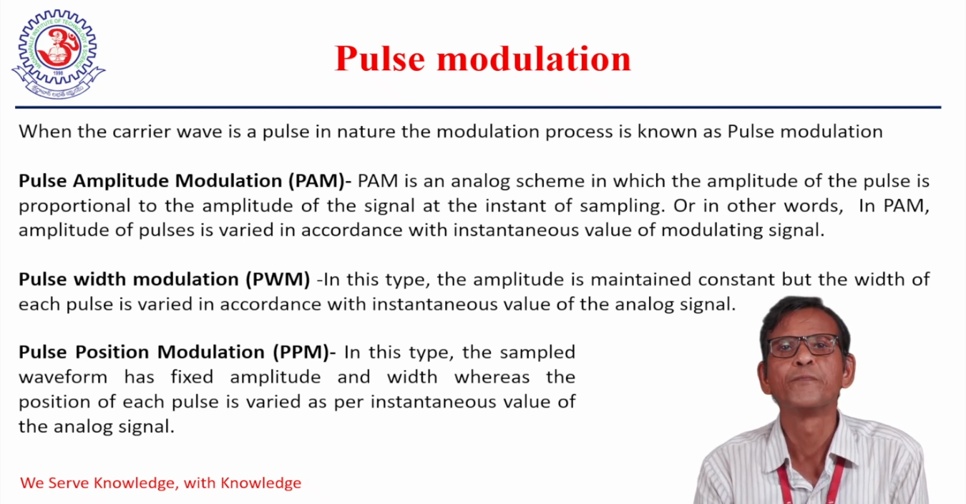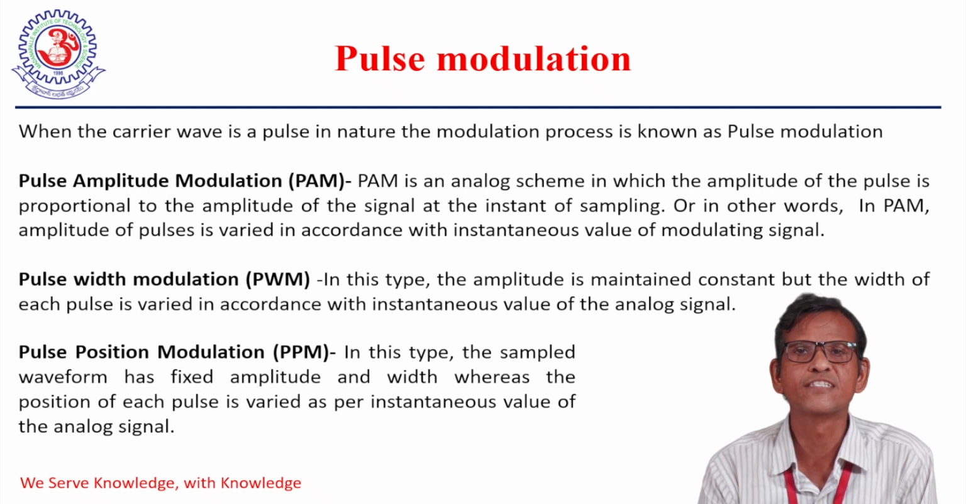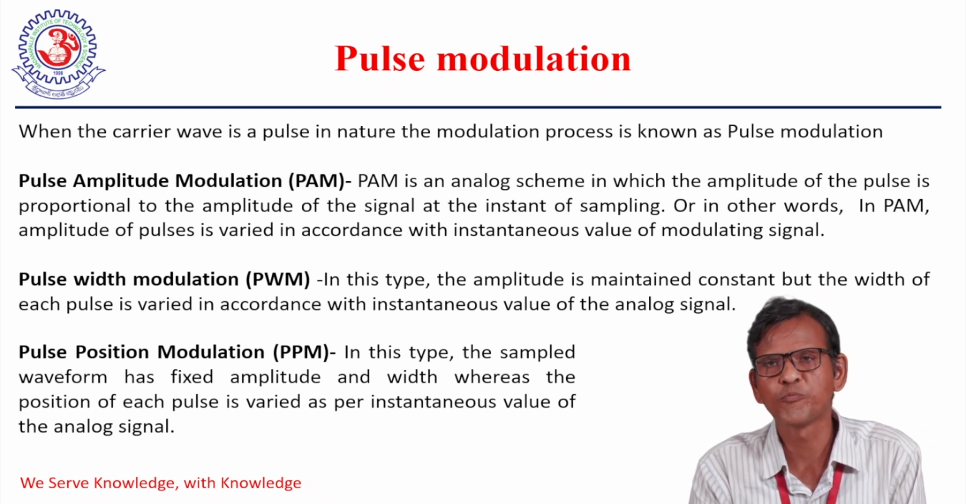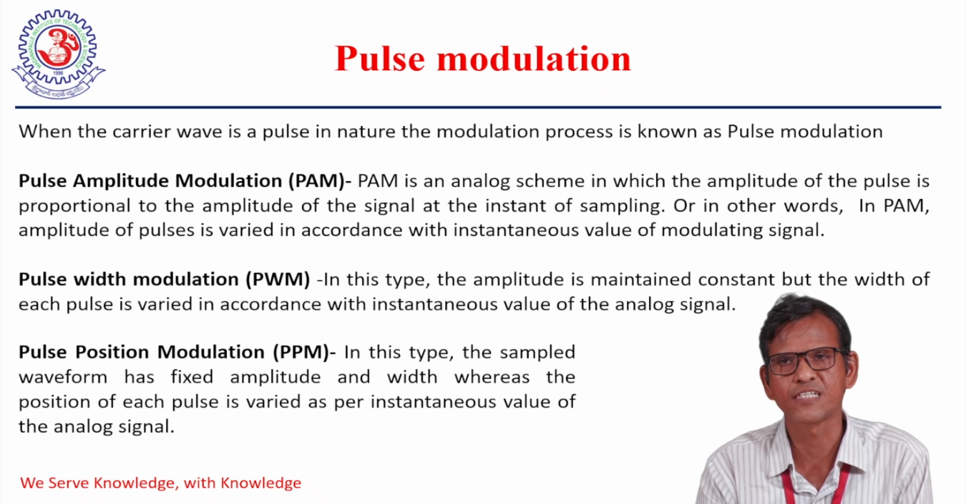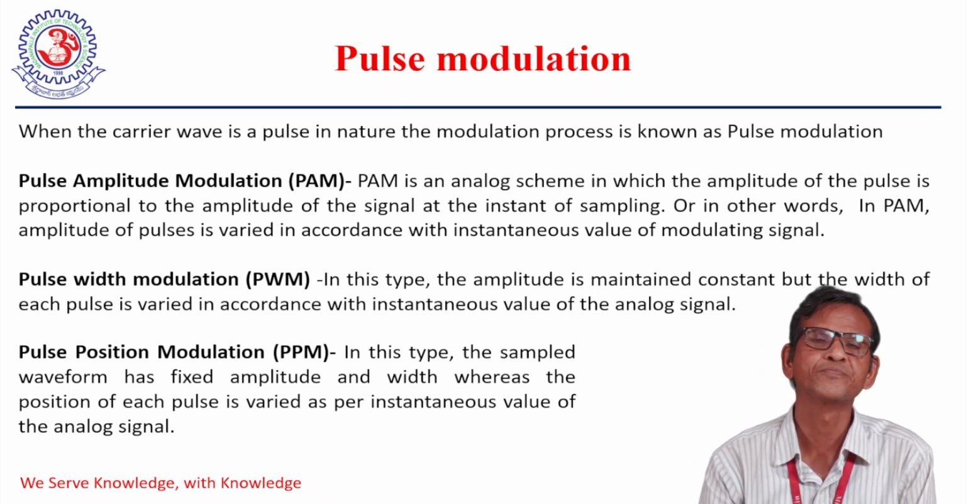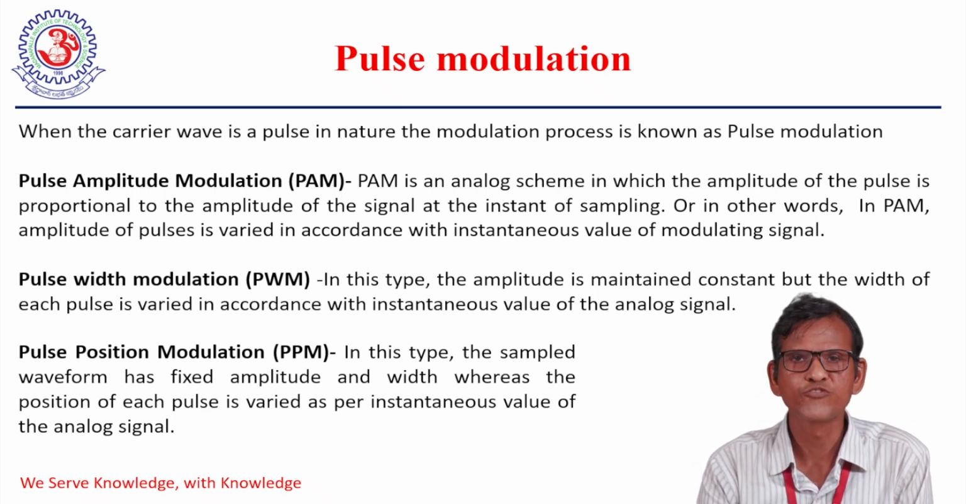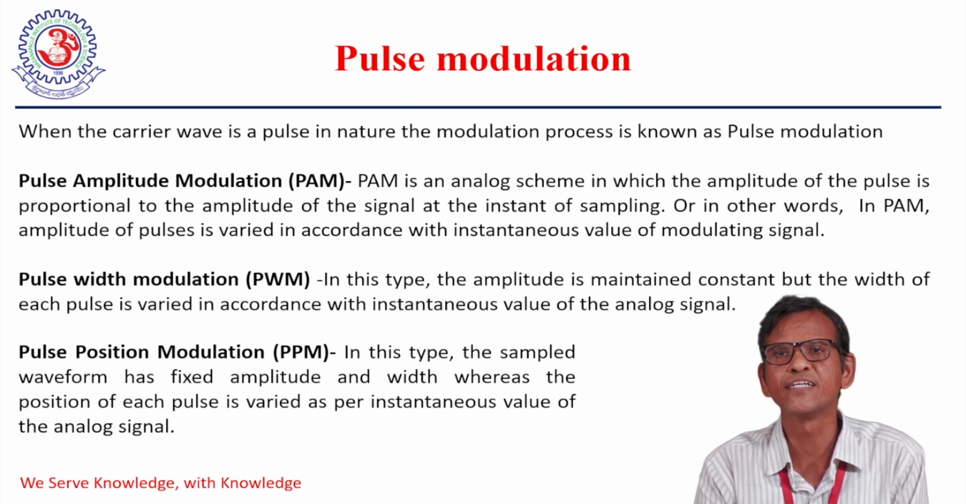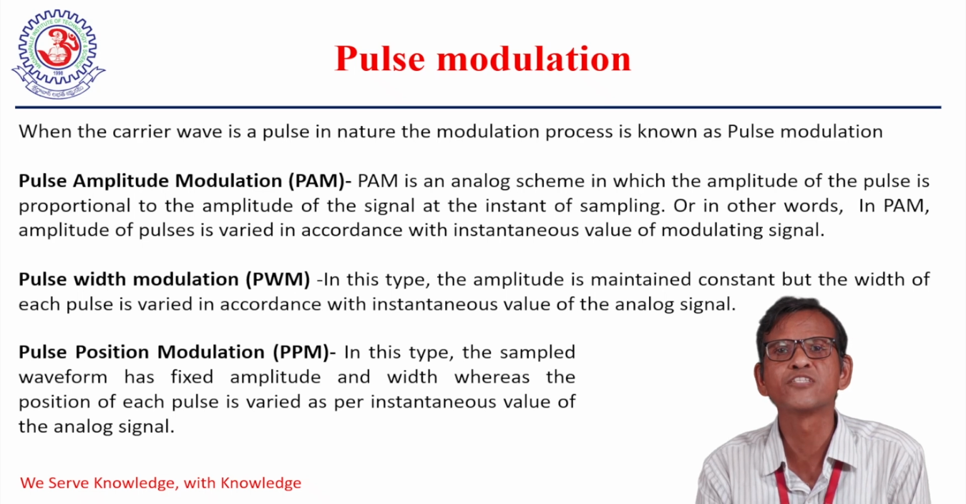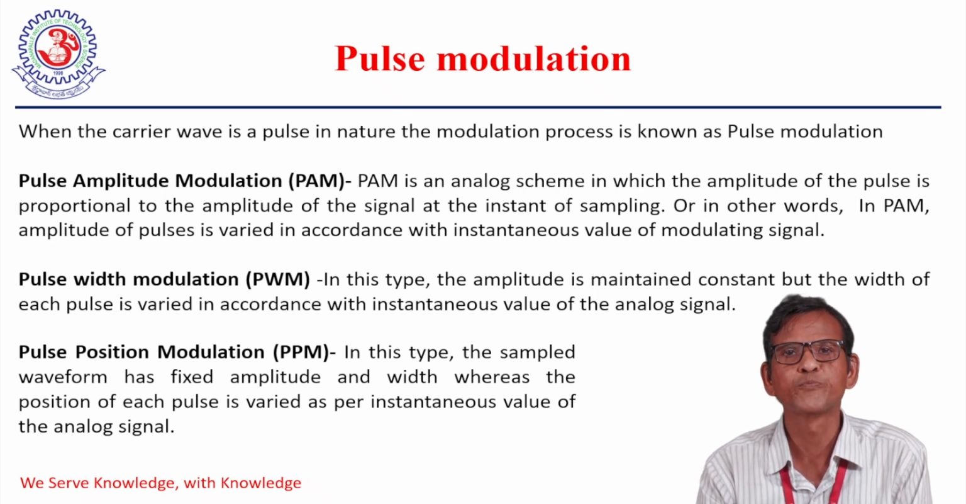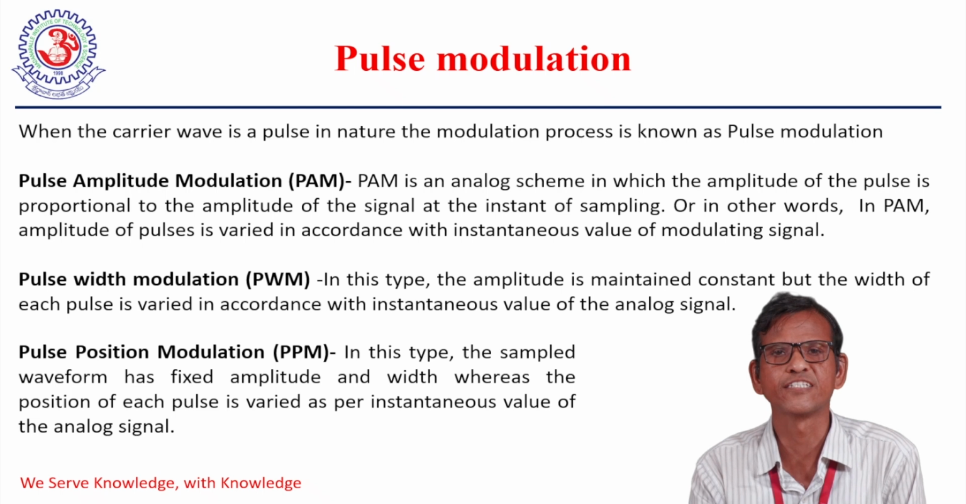Or in other words, in PAM, the amplitude of the pulse is changed in accordance with the instantaneous value of the modulating signal. The modulating signal is nothing but the message signal, or the original information in electrical form. Similarly, in pulse width modulation, the amplitude is maintained constant, but the width of each pulse is varied in accordance with the instantaneous value of the analog signal. In pulse position modulation, PPM, the sampled waveform has fixed amplitude and width, whereas the position of each pulse is varied as per the instantaneous value of the analog signal.